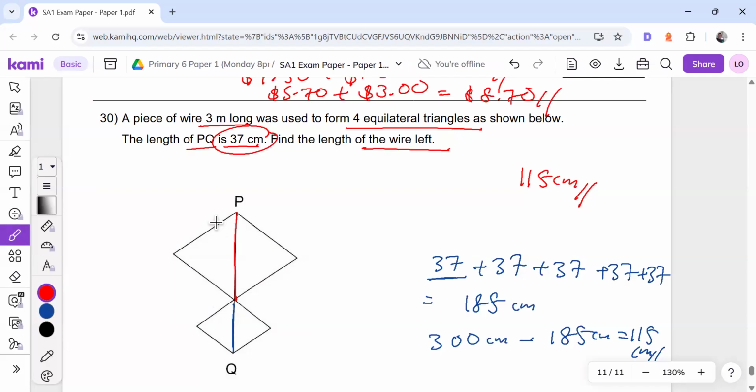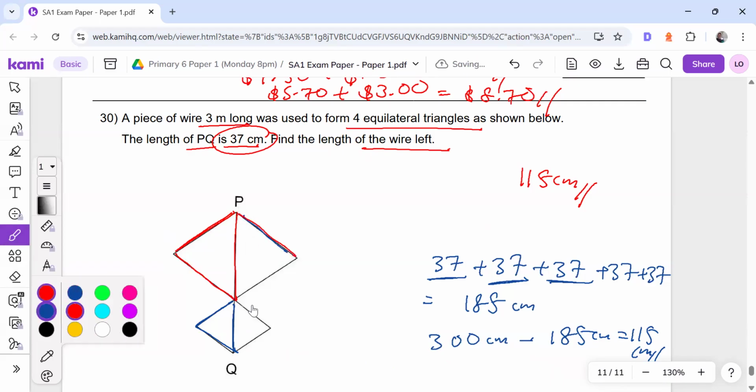So let's look at this bigger triangle. Do you see another red line? Red line means they are all the same side, equal side. Then the blue triangle, the blue sides are equal. So that's another 37. Then you continue to highlight: red, then another blue, another 37. Then red, and then another blue, so another 37. And then the last one, red and blue, 37.